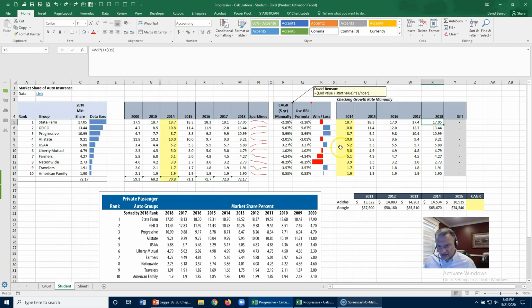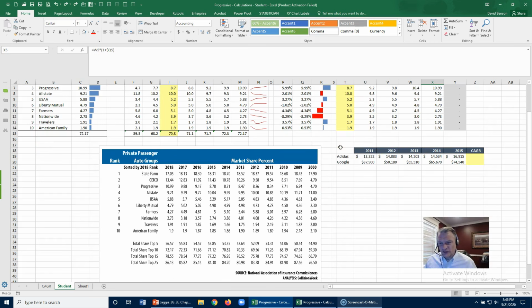Okay, and then I'm going to have you do a couple on your own. This is Adidas. These are their actual revenues. These are in euros, not dollars, but this is their actual revenue from 2011 to 2015, and this is Google's actual revenue. These are in millions of dollars, so Google made $37.9 billion in 2011 and $74.54 billion in 2015.